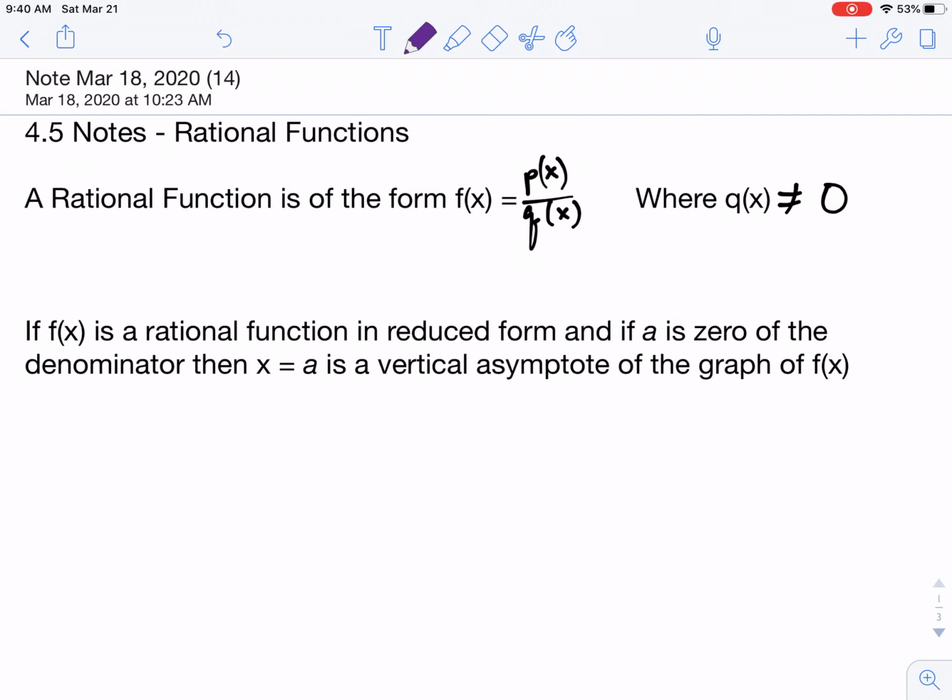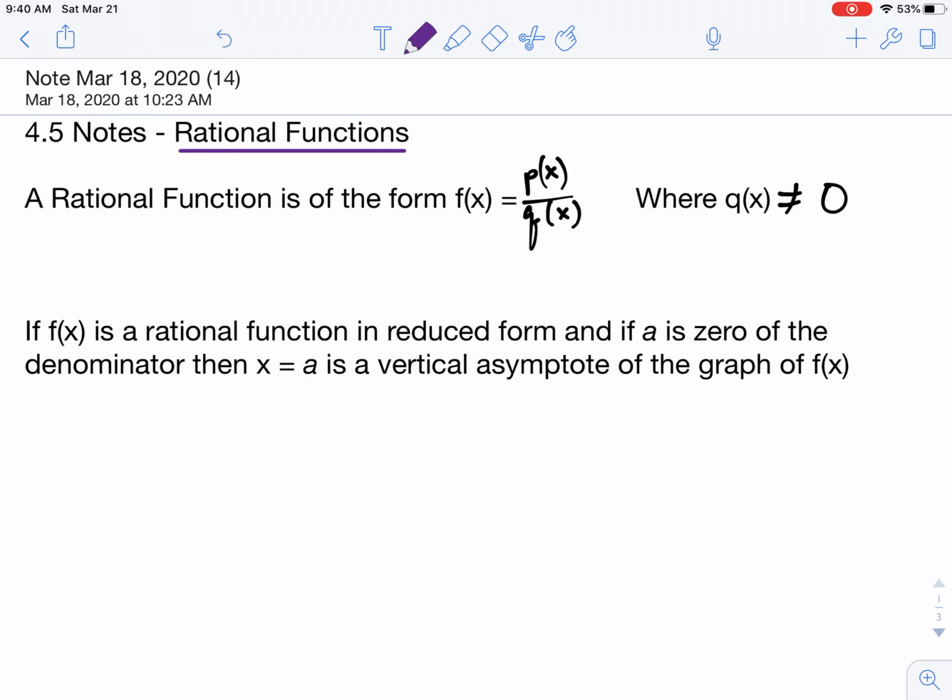So here are the notes for section 4.5. The topic here is going to be looking at graphs of rational functions. And rational functions is something that we've done before. We're just being asked to look at different parts of a rational function in this section.